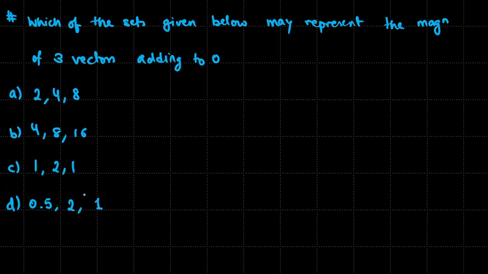So if you watch my previous video, this is a very simple question, and I can tell you the answer just by looking at the question, which is going to be C. So why is it going to be C? It's going to be C because of the following reason. So let's just look at each of the sets, which is 2, 4, and 8.